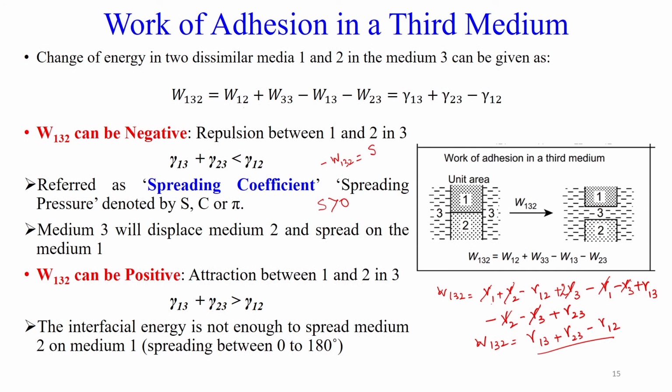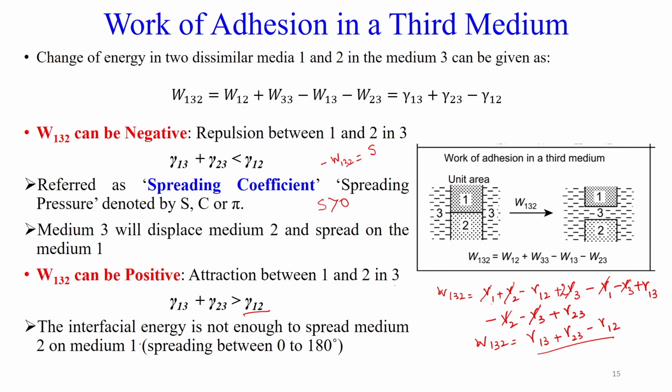Now, consider the second situation where gamma 1 2 3 is positive. It means there is an attraction between 1 and 2 in the medium 3. So, gamma 1 3 plus gamma 2 3 should be greater than gamma 1 2.